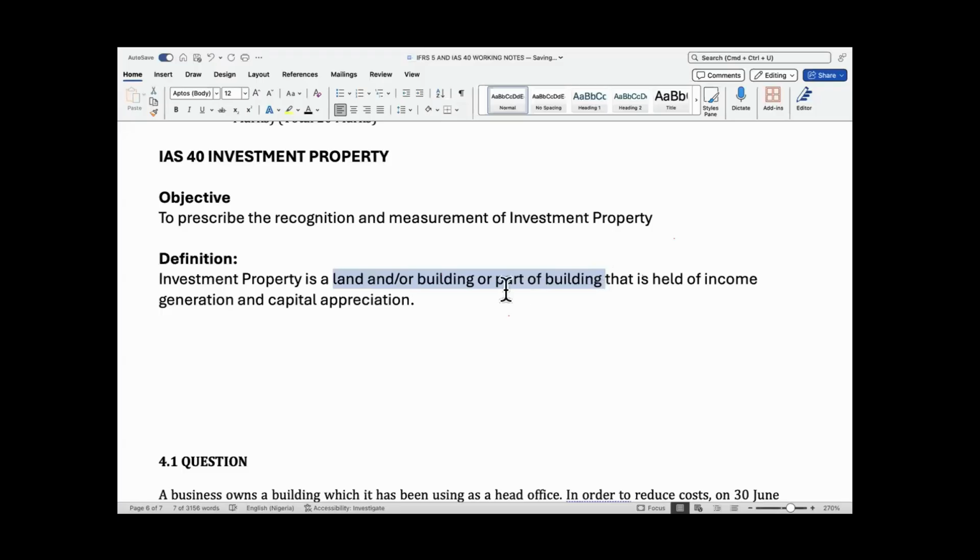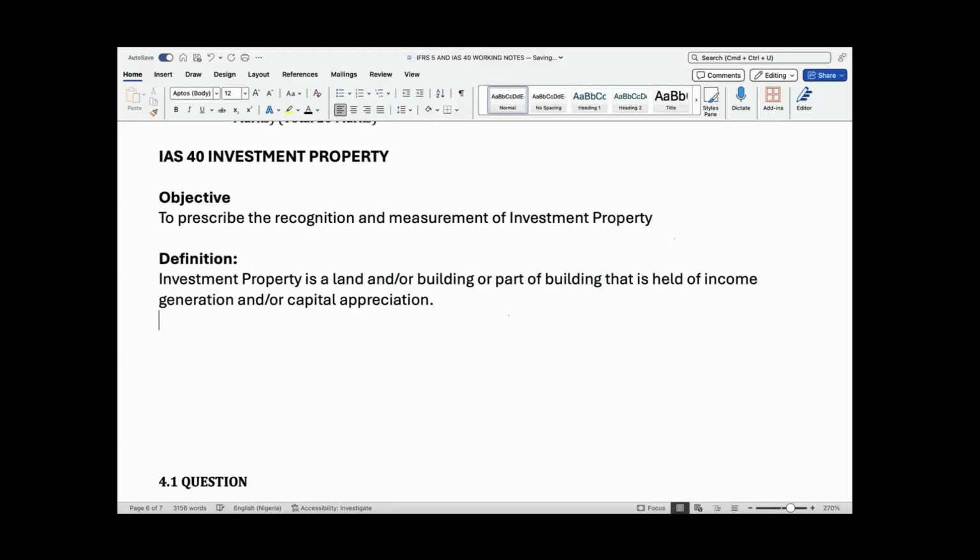But now it is held basically for income generation and capital appreciation. So you are not holding it for production or supply of goods or services. Those ones are not investment property anymore.